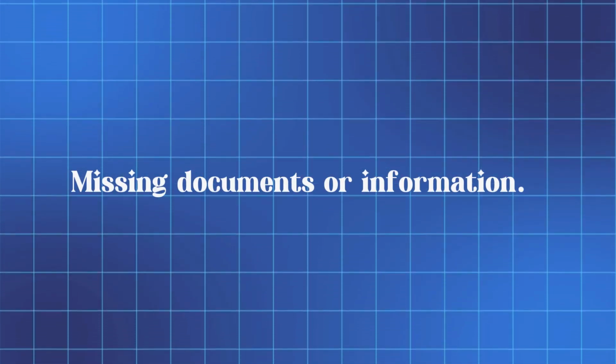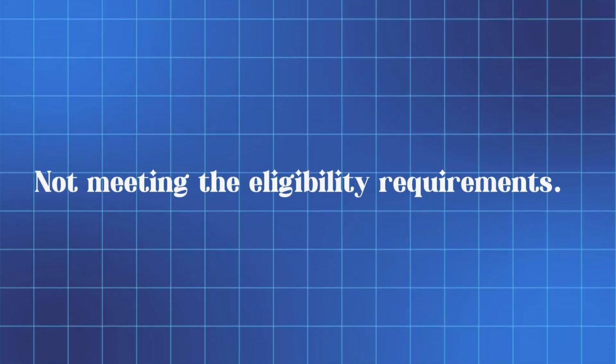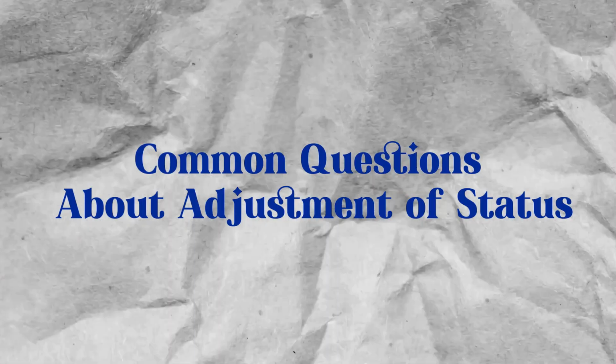If your adjustment of status application is denied, USCIS will send you a notification explaining the reason why they denied your application. And here are some common reasons: missing documents or information, problems with your immigration or criminal history, or not meeting the eligibility requirements. You may be able to appeal the decision or reapply, but it's very important to talk to an immigration attorney to understand your options. Here are some common questions about the adjustment of status process.